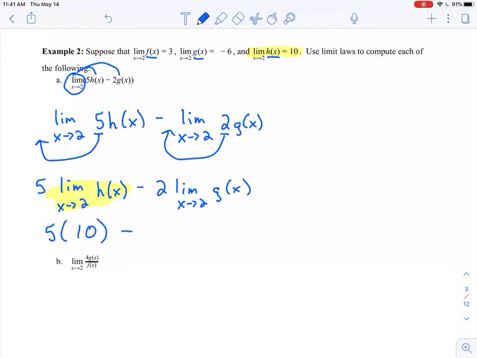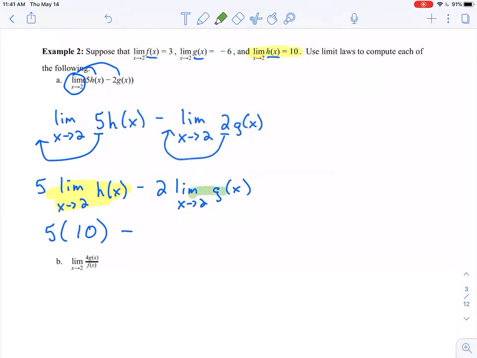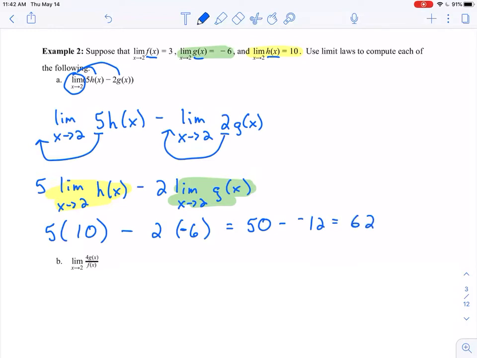Very similarly over here, let's grab a different color, how about green. Limit as x approaches 2 of g of x right here, we know what that value is. We said that's 6, so I can replace it with 6. Oops, negative 6. Almost forgot my negative sign. And then after that, we're just evaluating this expression. So 5 times 10 gives me 50. Minus here, what do we got? Negative 12. So I should end up with 62.